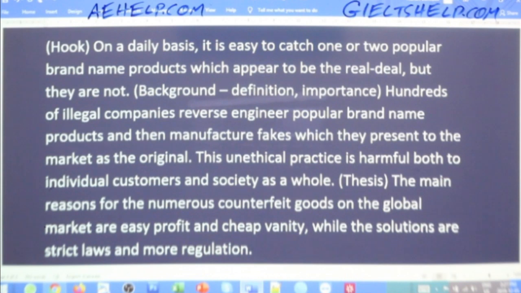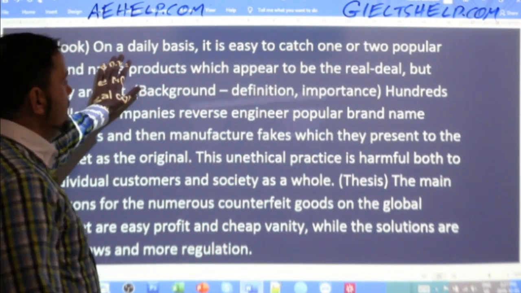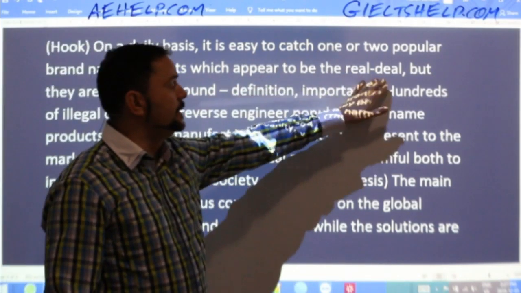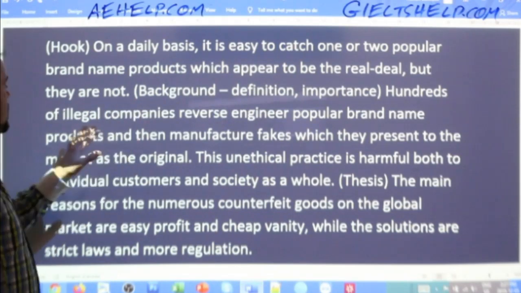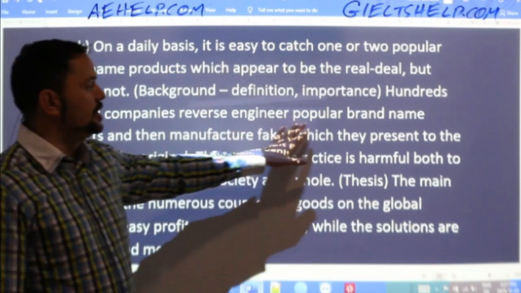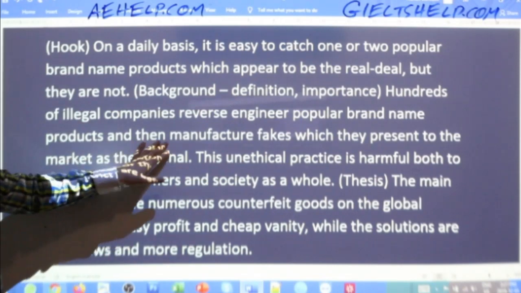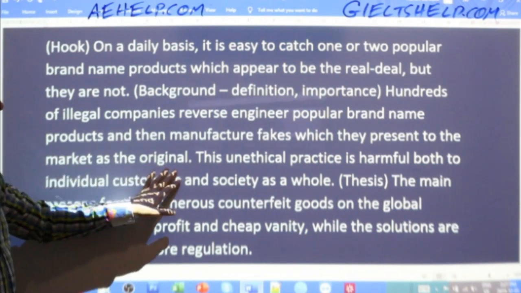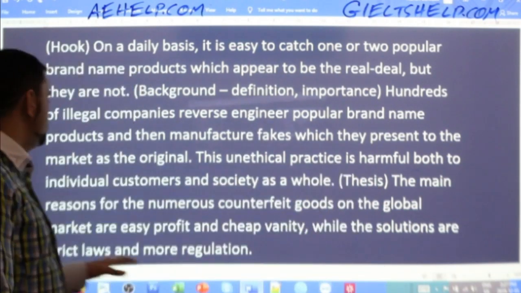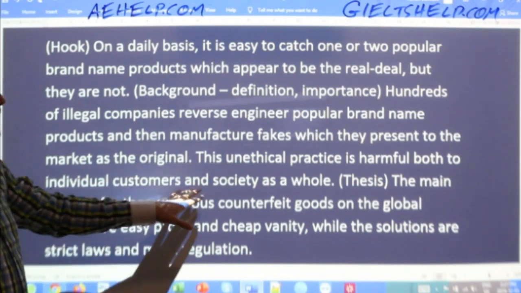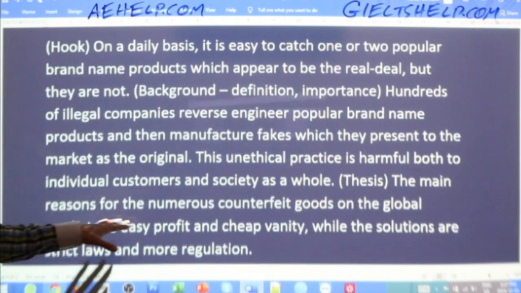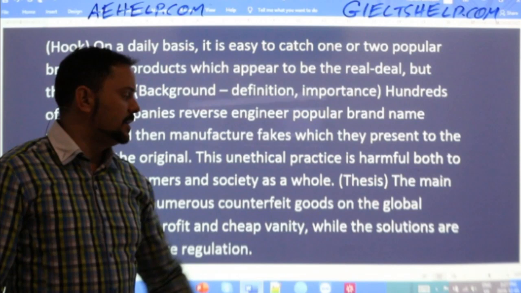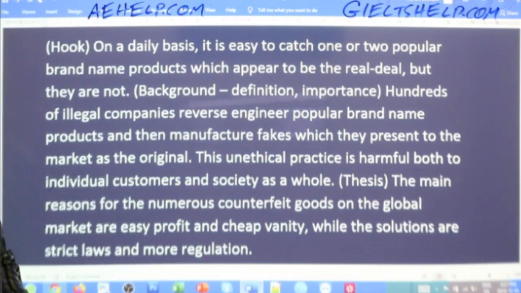Okay. Read with me. On a daily basis, it is easy to catch one or two popular brand name products which appear to be the real deal, but they are not. Hundreds of illegal companies reverse engineer popular brand name products and then manufacture fakes, which they present to the market as the original. This unethical practice is harmful both to individual customers and society as a whole. The main reason for the numerous counterfeit goods on the global market are easy profit and cheap vanity, while the solutions are strict laws and more regulation.